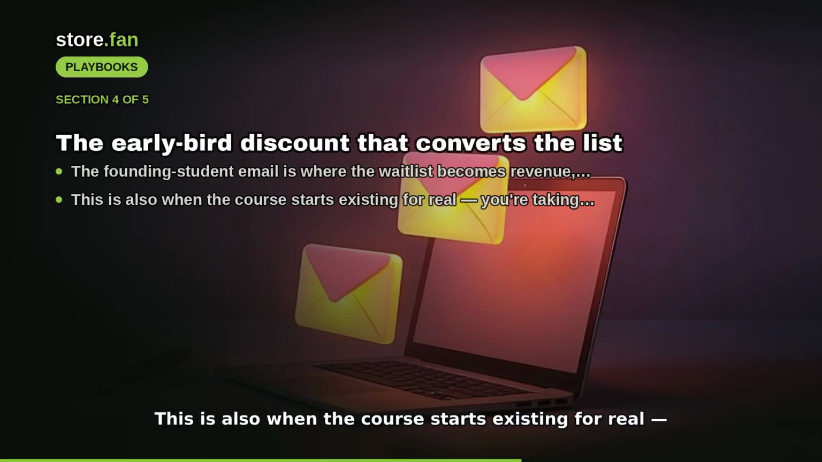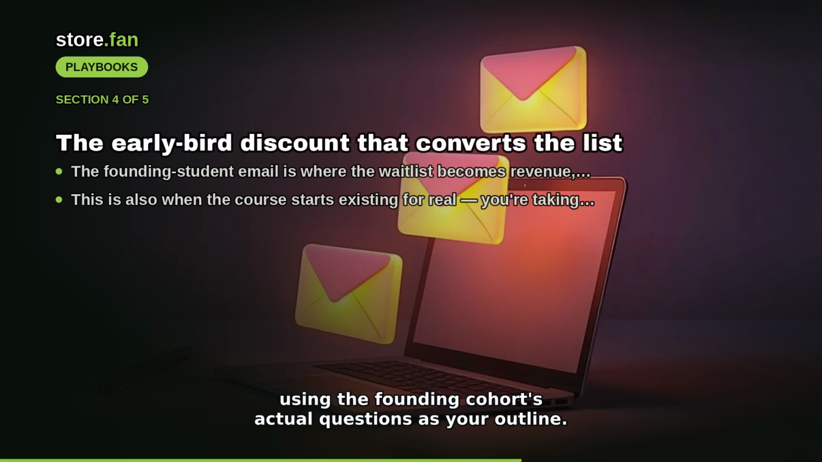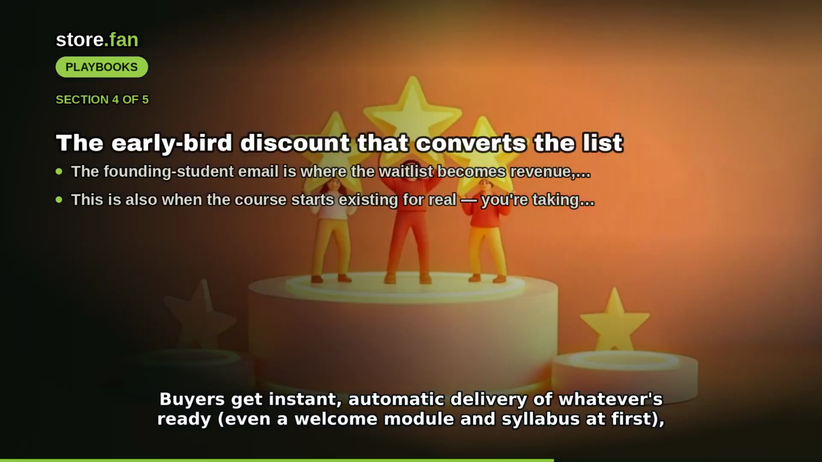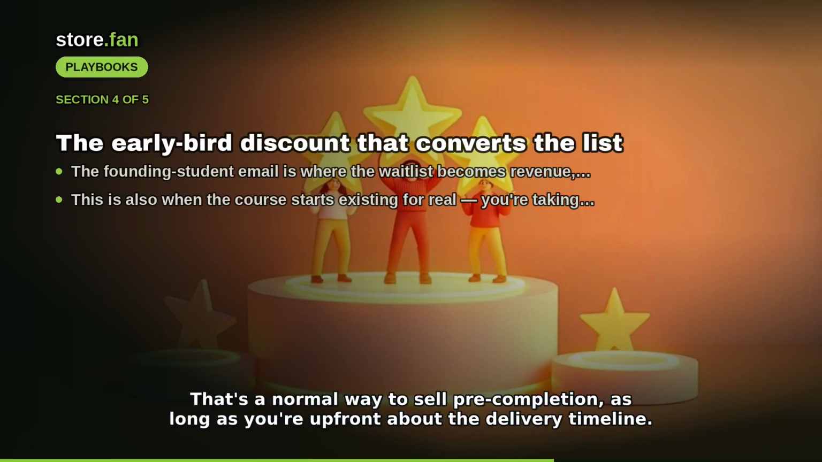This is also when the course starts existing for real. You're taking payment for something you'll finish building over the next few weeks, using the founding cohort's actual questions as your outline. Buyers get instant, automatic delivery of whatever's ready, even a welcome module and syllabus at first, with full access unlocked as you ship. That's a normal way to sell pre-completion, as long as you're upfront about the delivery timeline.